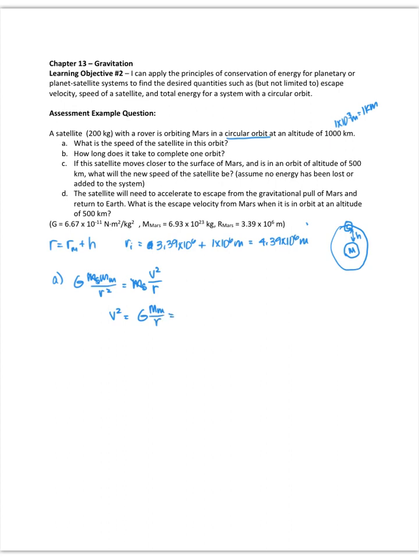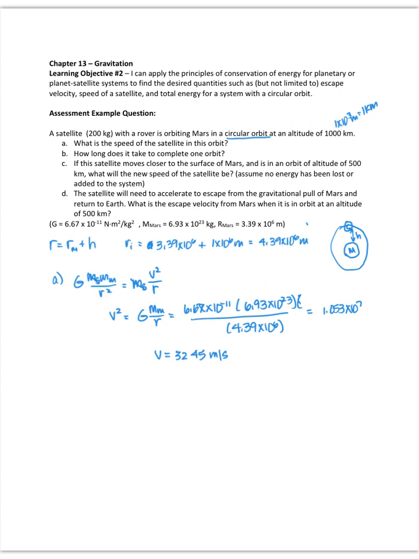So I can input my values for big G, for the mass of Mars, which you've been given, and the radius, which we just found. This gives me v squared. If I take the square root to get my velocity, I get 32.45, and this will be meters per second.